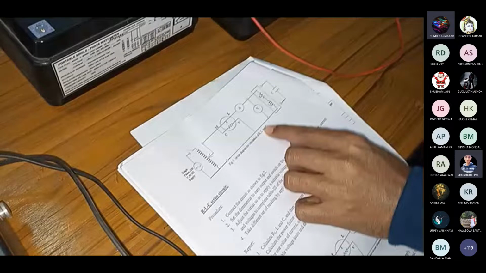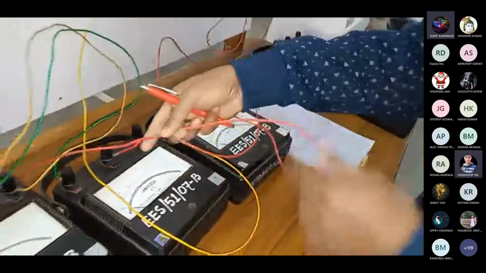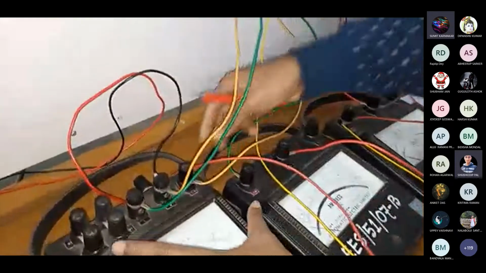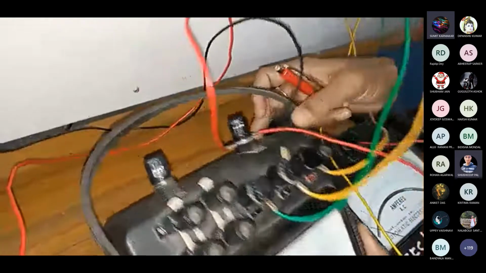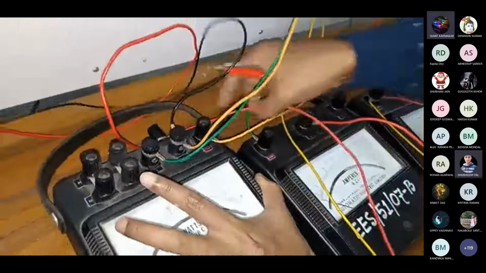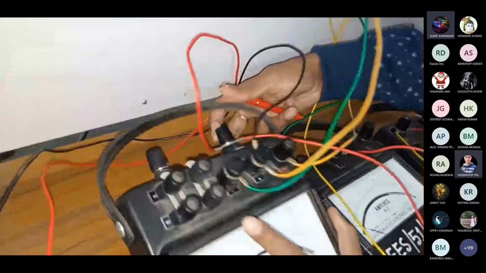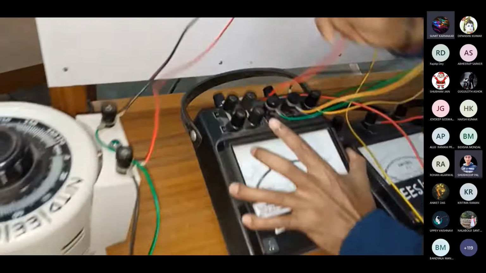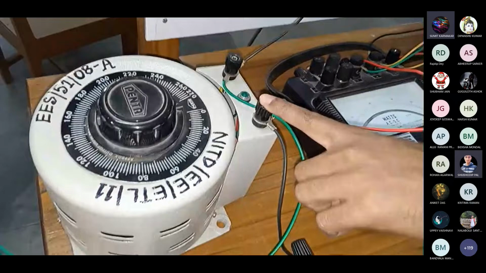The other end of the voltmeter we are connecting where? It is coming to this point, so this is the volt coil. This is the voltage, right? So 300 volt, you can see this point is coming. That means this common is coming to this point, and then this point we are connecting to the auto transformer. From this point, we have connected to this one. You can see, this is the point, right?